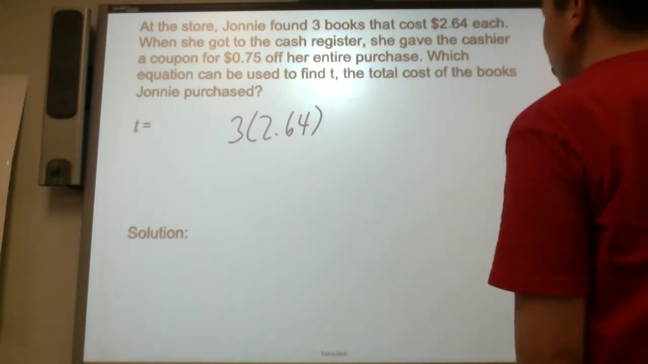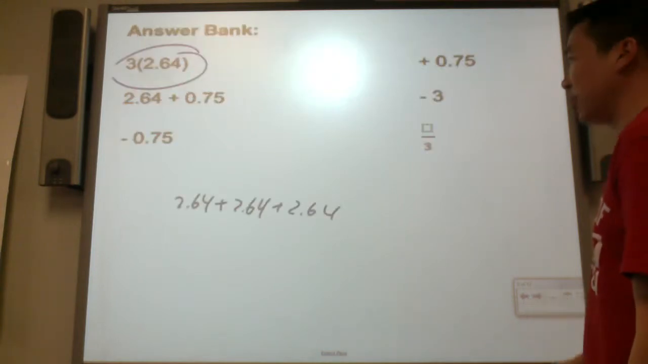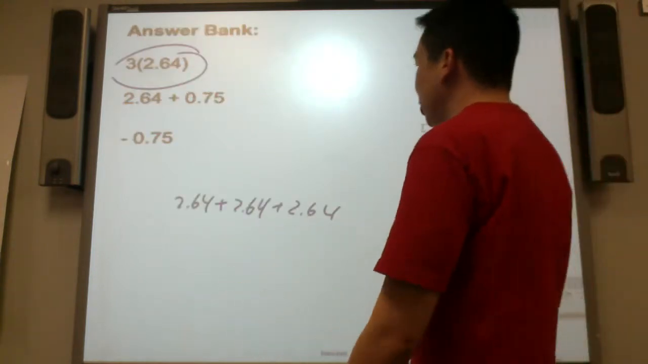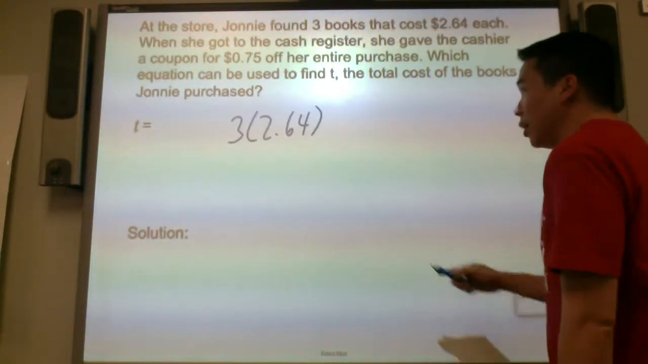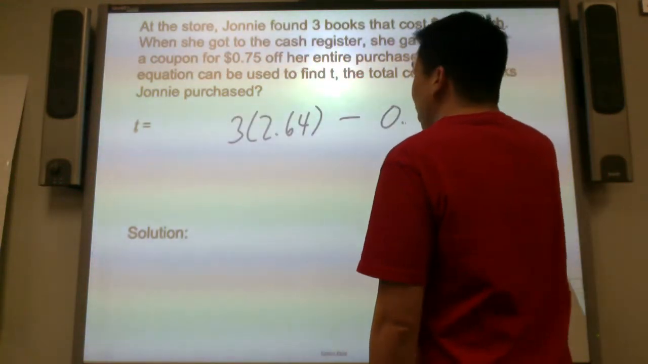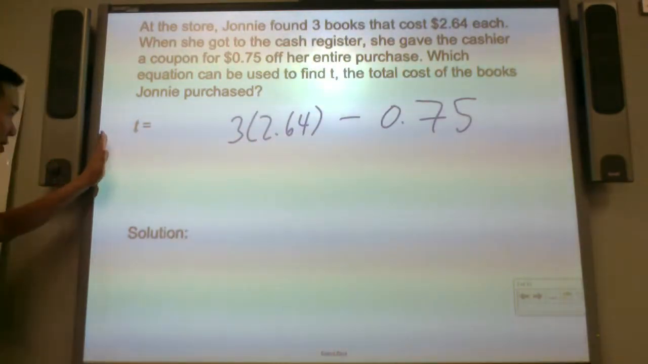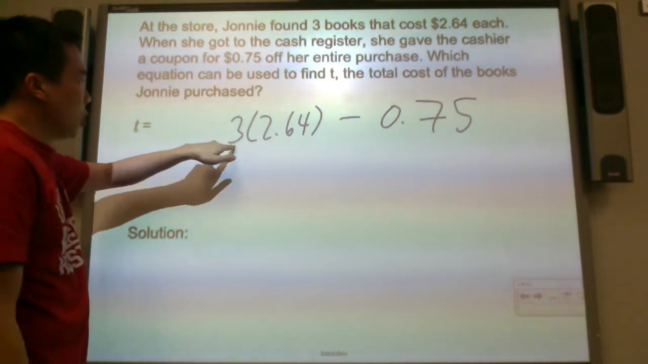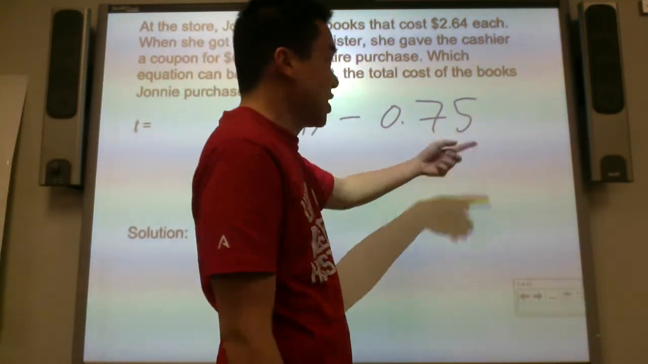Then, when she got to the cash register, she gave the cashier a coupon for 75 cents off. That means she's deducting, reducing the price. So it has to be this one. So this is our equation. T stands for the total amount she spent. She bought 3 books for $2.64 each, and then she has a 75 cent coupon.